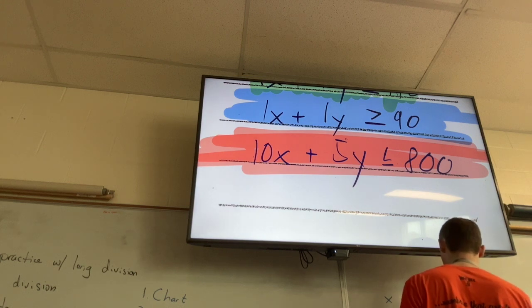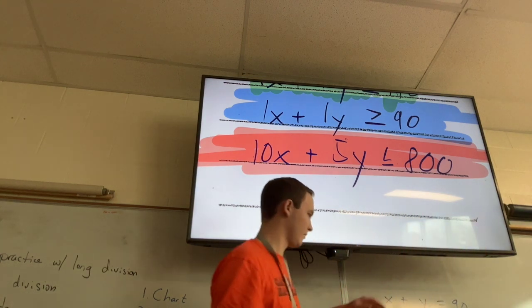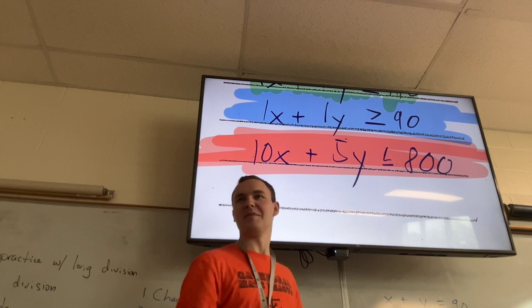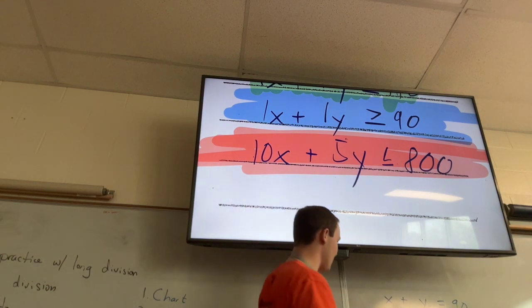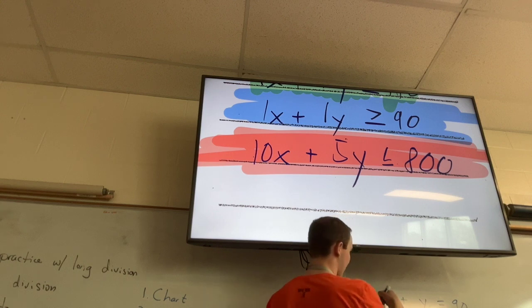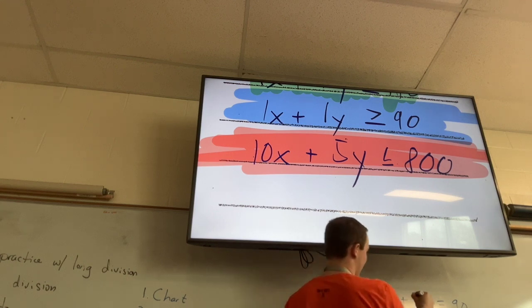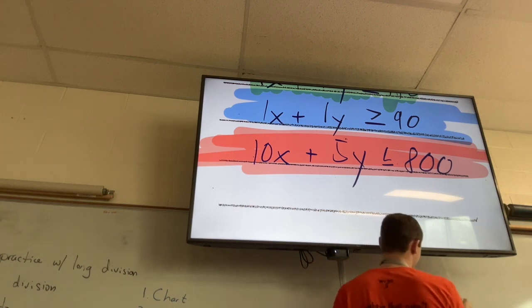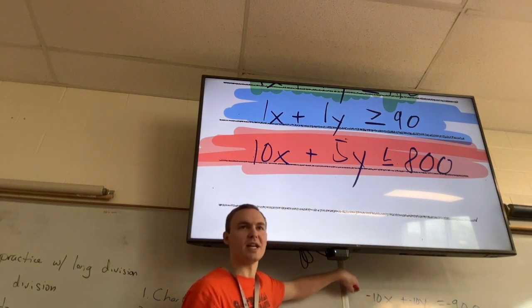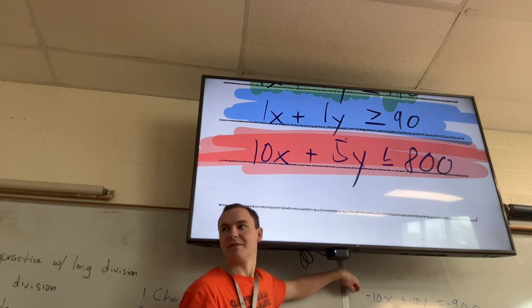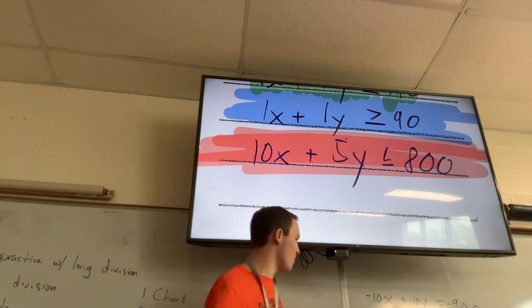What's the easiest way to solve this system here? I think it's easier to do elimination, personally. Yeah, let's do some. So let's do negative 10. Let's multiply this equation by negative 10. So negative 10x plus negative 10y is going to equal negative 900. So I just multiply the top equation by negative 10. Okay, you good? Okay, and then I do what?